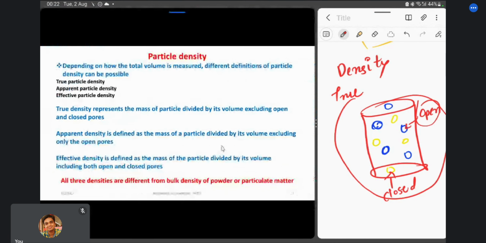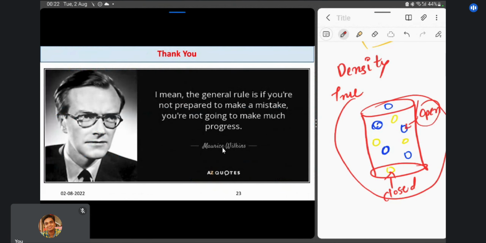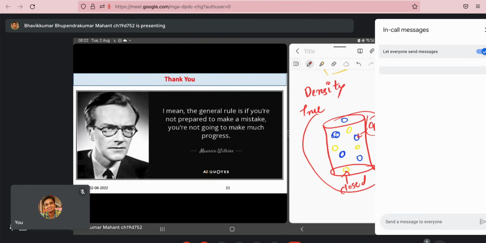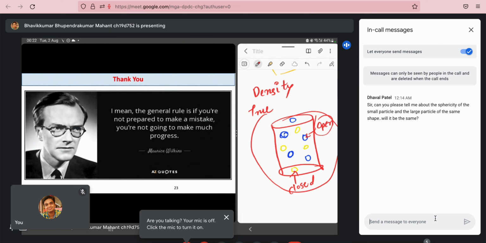So now this is all about the first lecture. I already took most of the whole hour, so any questions, I just want to see. Okay, there is one question: sir, can you please tell me about the sphericity of a small particle and a large particle of the same shape? Will it be the same?